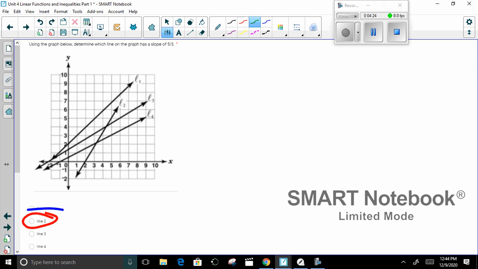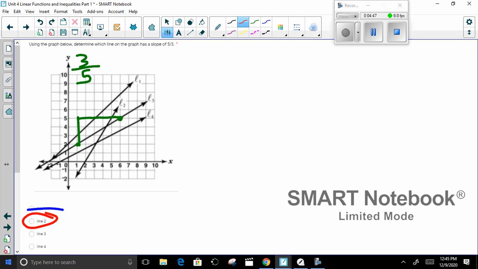Line 3 looks to me like it doesn't cross exactly at a y-intercept that's a positive or a whole number, so I'm going to put a dot there and a dot here. So line 3 goes up 3 and right 1, 2, 3, 4, 5. So that's the opposite of what I wanted.